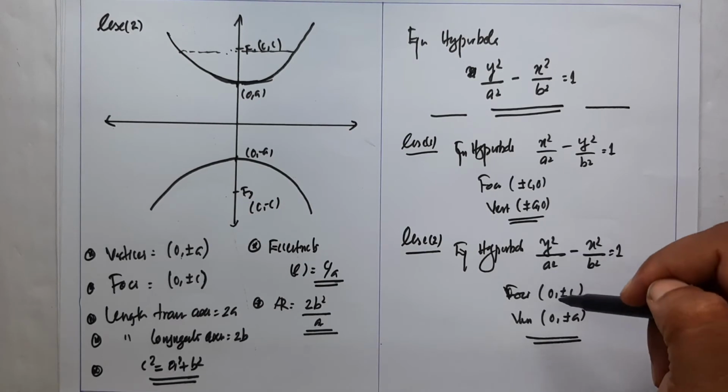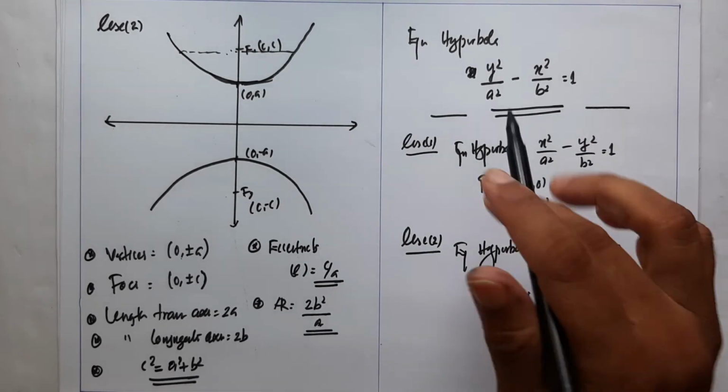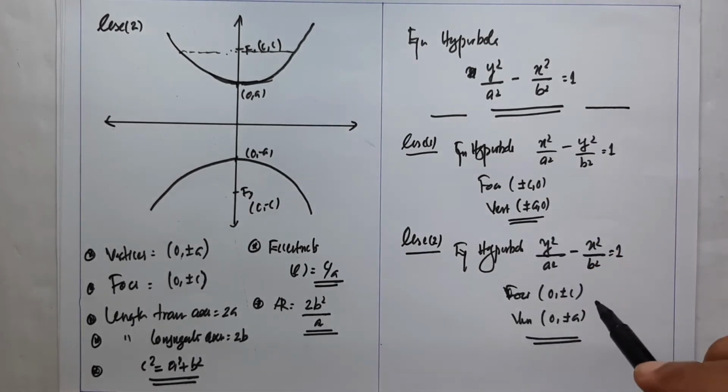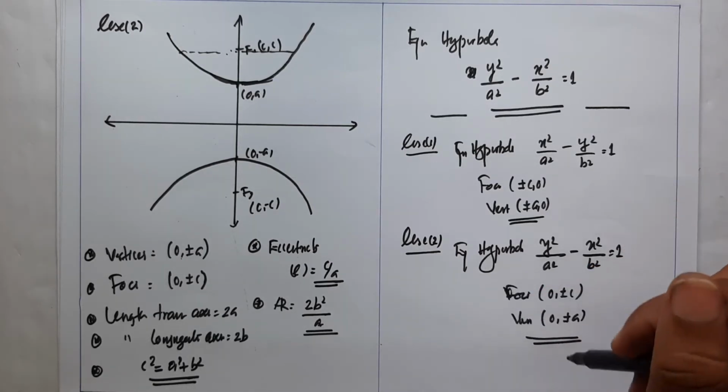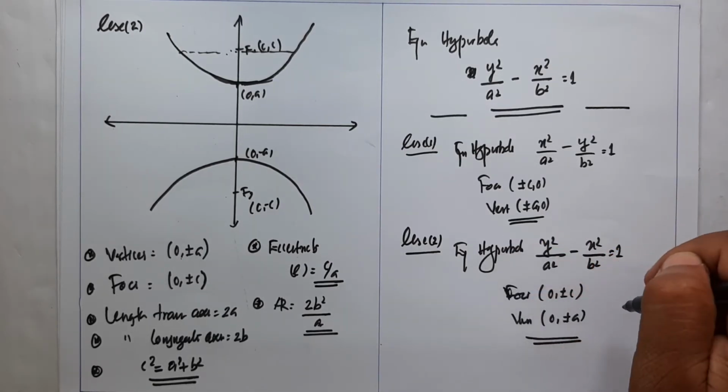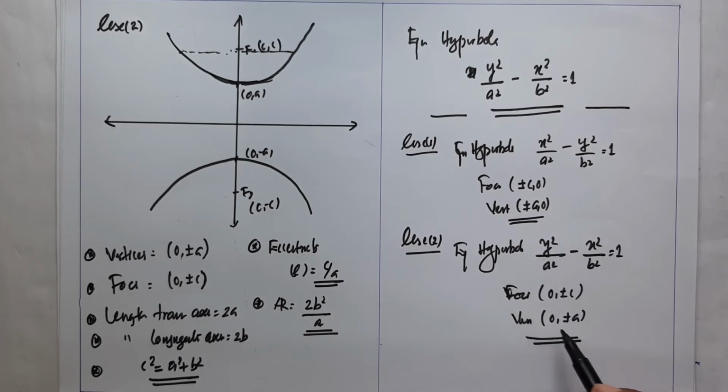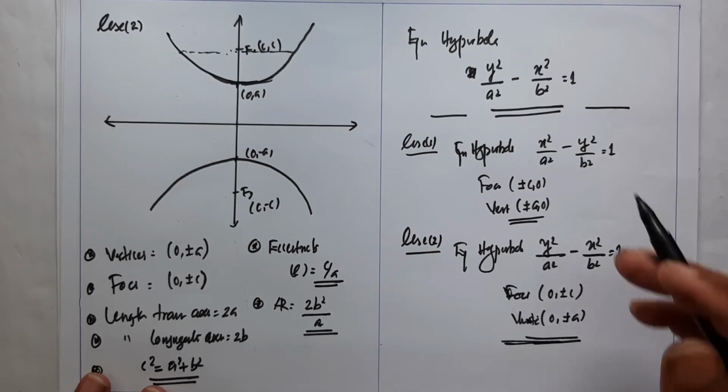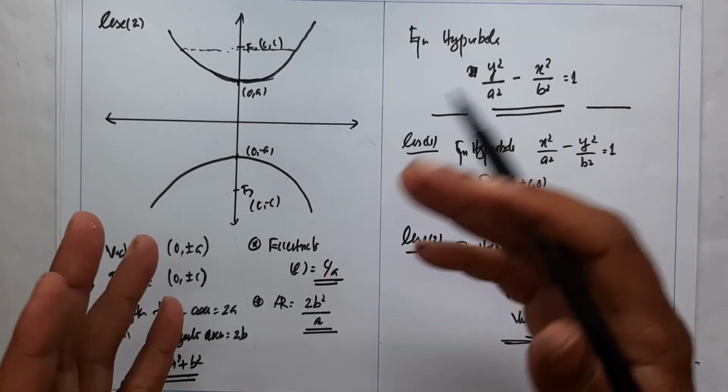And if y square is the denominator under which a square comes, then the transverse axis will be the y-axis. In that case, the foci are 0 plus or minus c and the vertices are 0 plus or minus a. Okay, that is the main technique for finding the difference in these two cases.